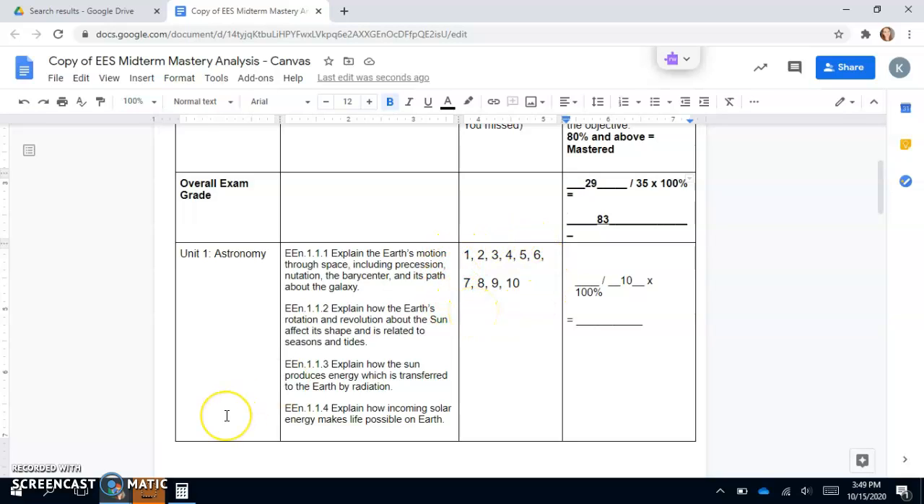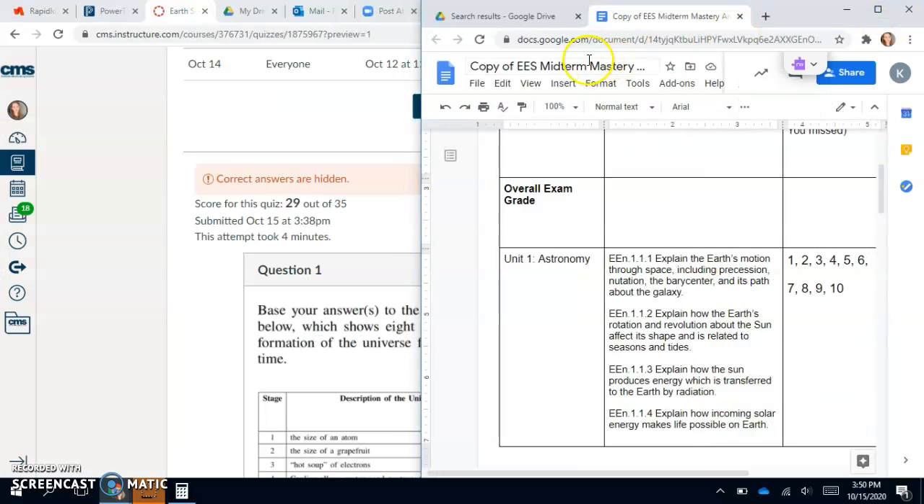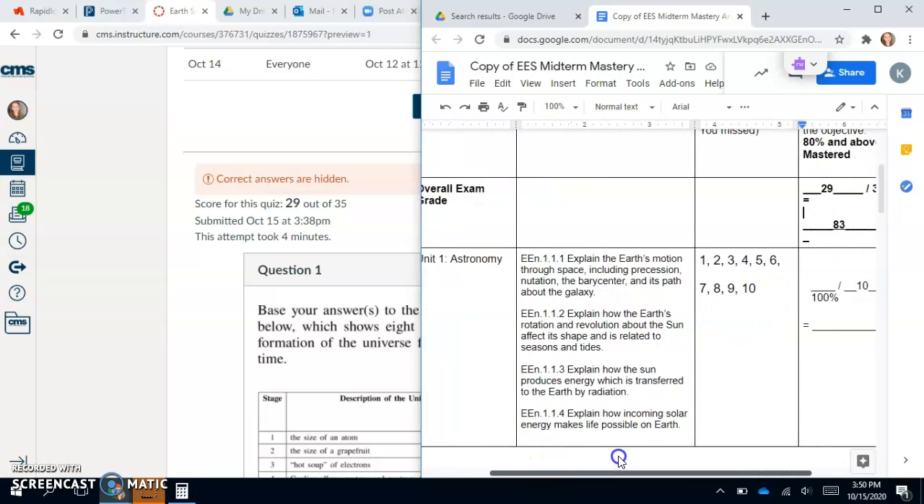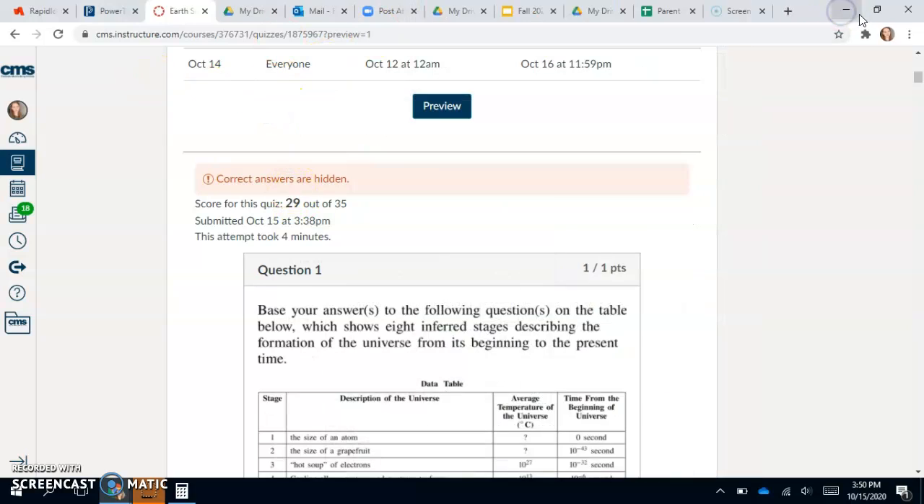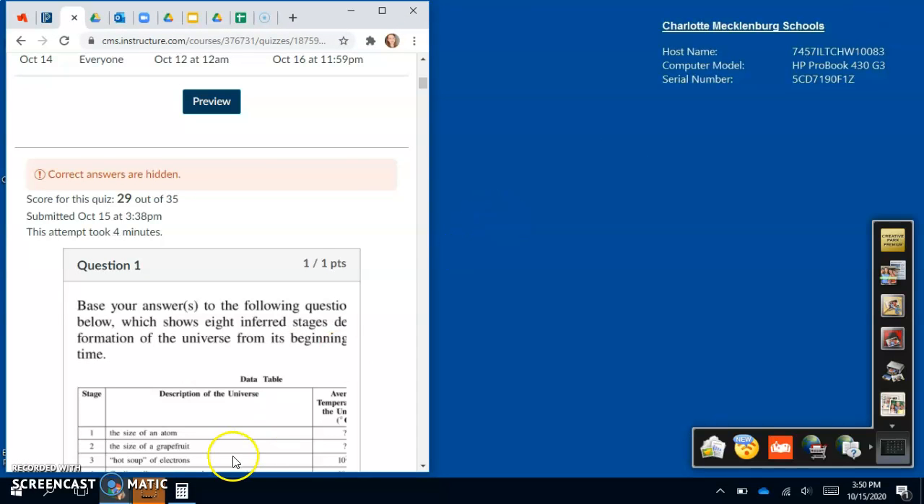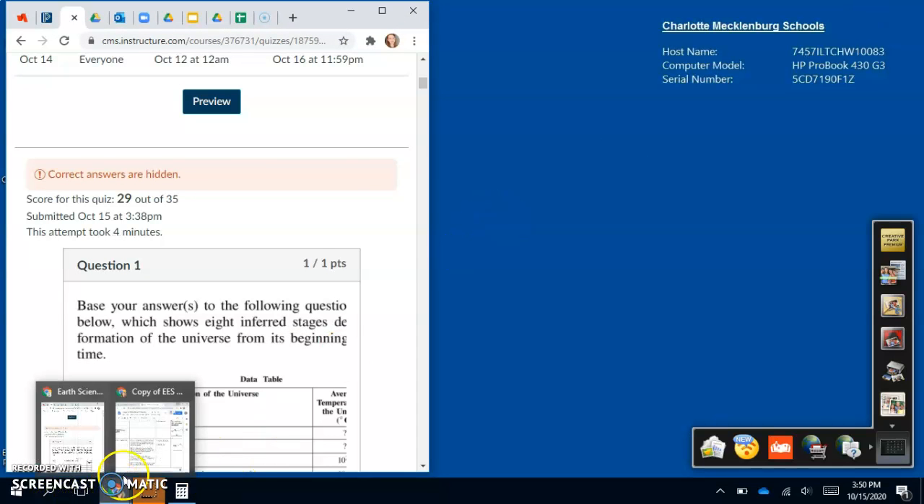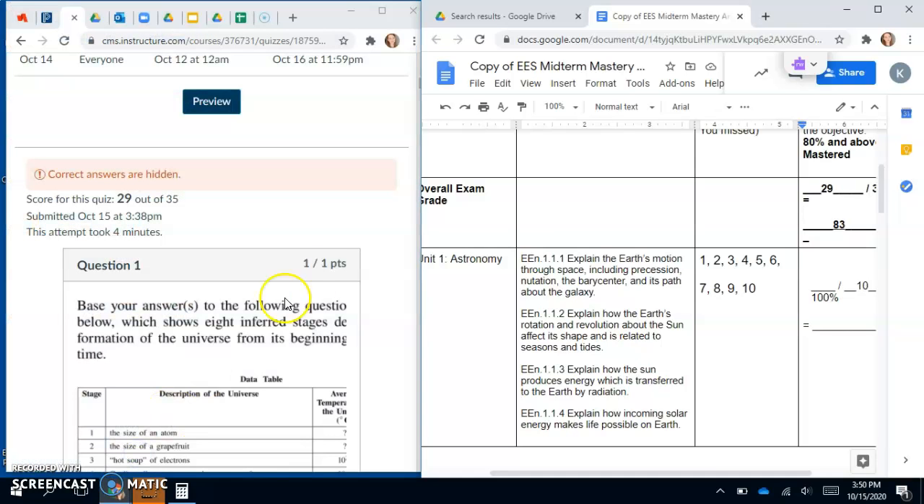Okay, so I'm going to go back into my test, and what I'm actually going to do is split the screen for you guys really quick. This will make it a little bit easier to do this particular assignment. So I'm going to pull up the test and minimize this really quick. There we go. Let me pull up this other window. All right, so now I have them side by side and I can see them.